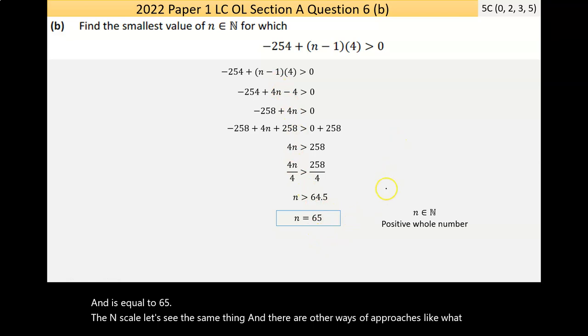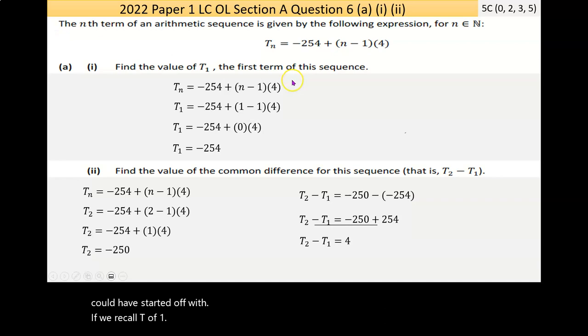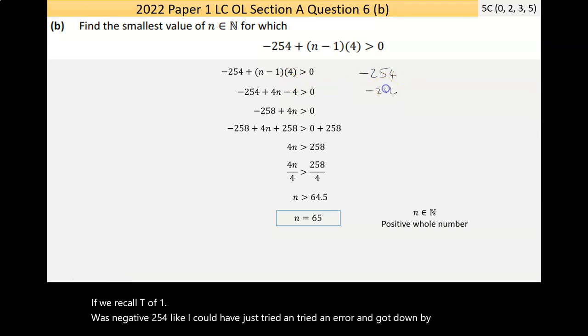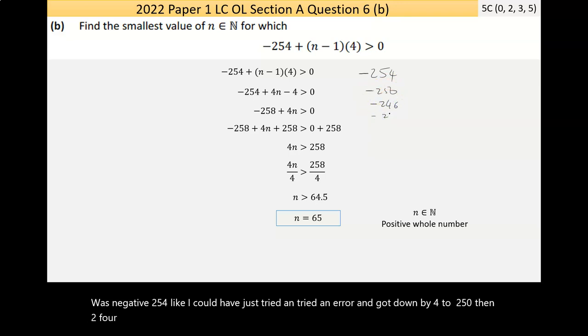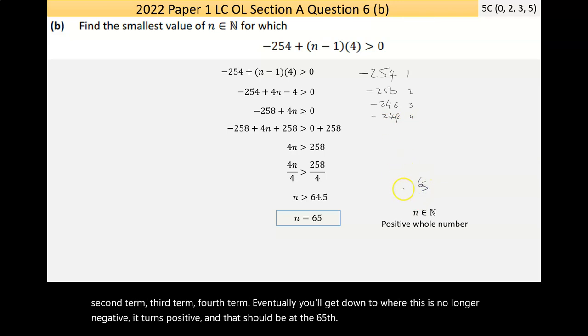Like what I could have started off with, if we recall, if T of 1 was negative 254. I could have just tried and errored it and gone down by 4 to negative 250, then negative 246, negative 244. Now it would take forever, but you'd end up like this: first term, second term, third term, fourth term. Eventually, you'll get down to where this is no longer negative, it turns positive. And that should be at the 65th time you've done that.